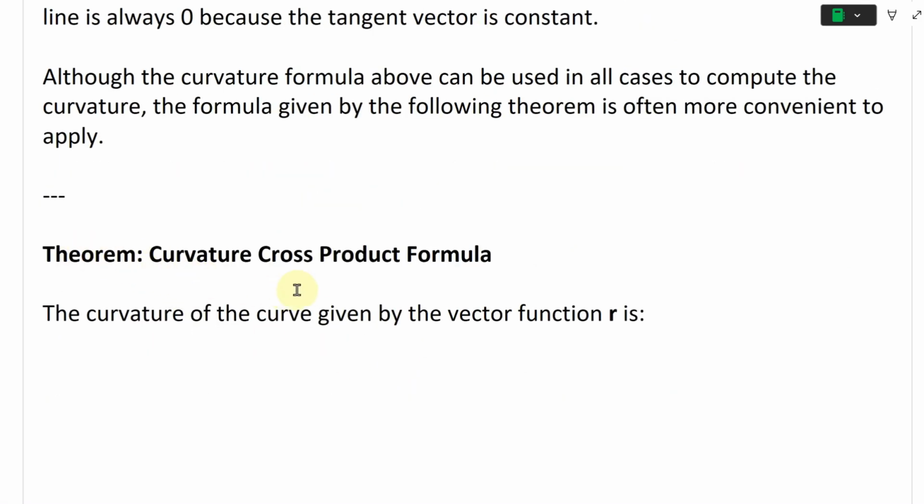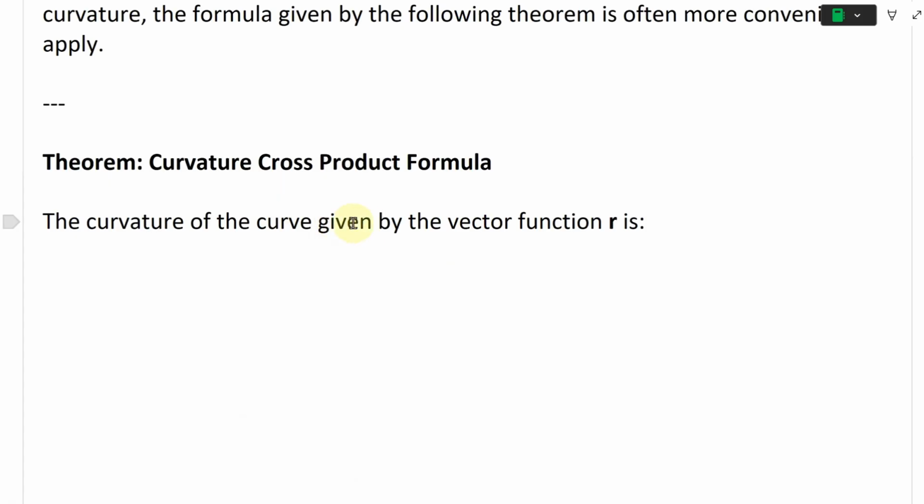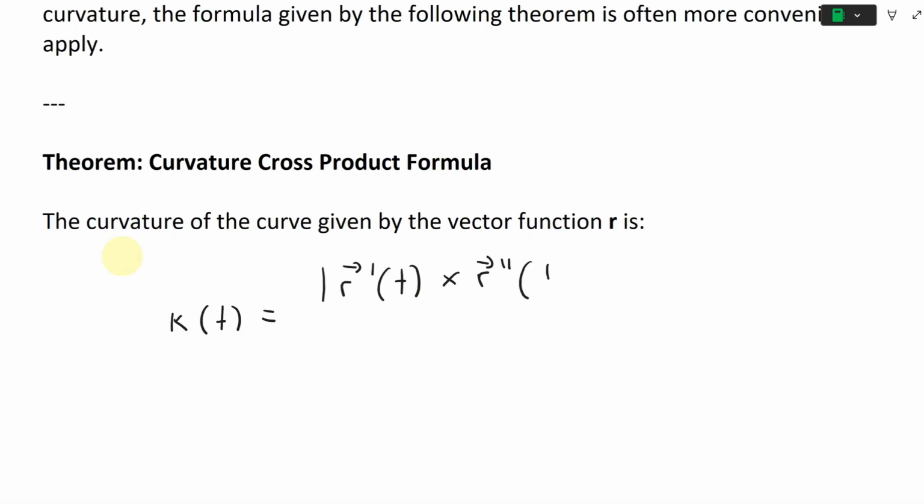So theorem, curvature cross product formula. The curvature of the curve given by the vector function R is, and I'll write down here, kappa of t, so it's also in terms of t. This equals the magnitude, or length, of the derivative of the vector function R of t cross product with the second derivative. So apparently according to my calculus book, this is easier to apply. So you take the derivative a second time, and I can see why it would be easier, because you typically get simpler derivatives.